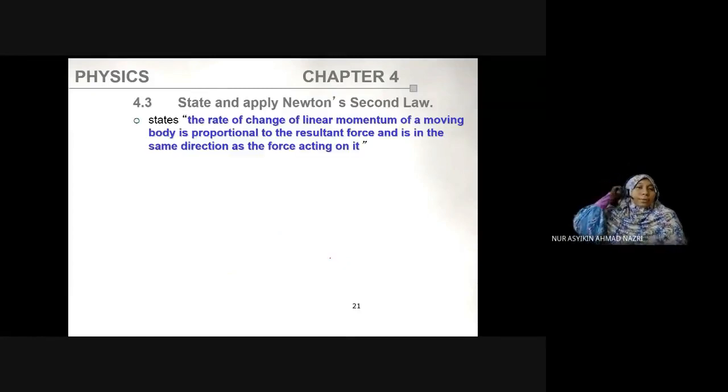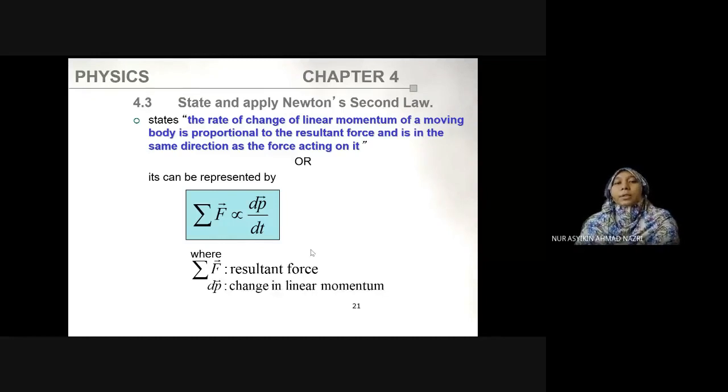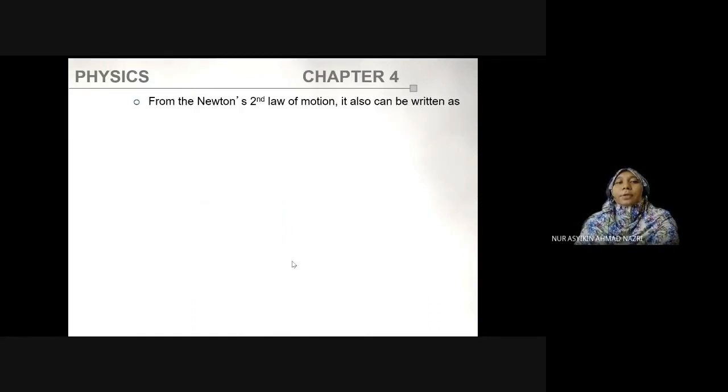Alright, then we go to Newton's second law. Newton's second law: the rate of change of linear momentum of a moving body is proportional to the resultant force and is in the same direction as the force acting on it. So where is the rate of change of linear momentum? It can be represented by this one, if we write it in calculus form: change in linear momentum over change in time interval.